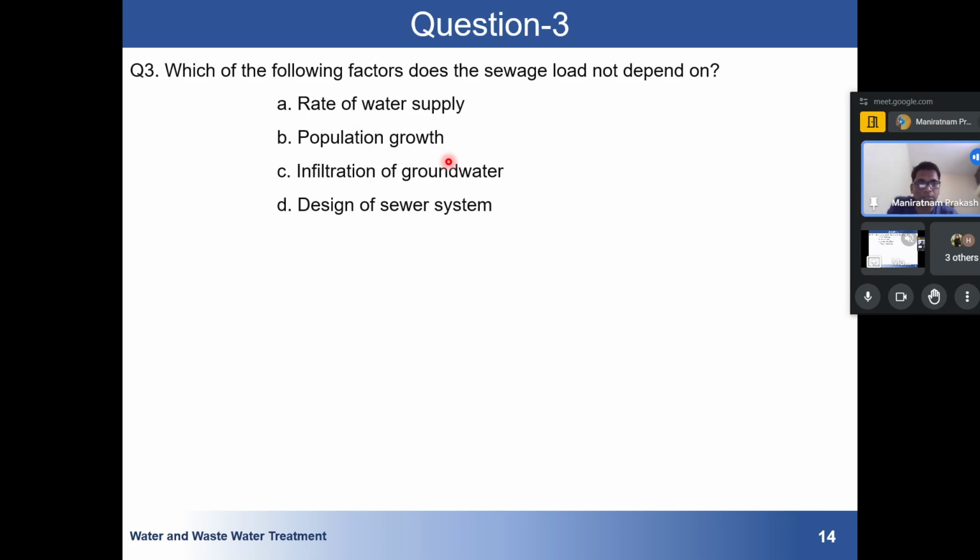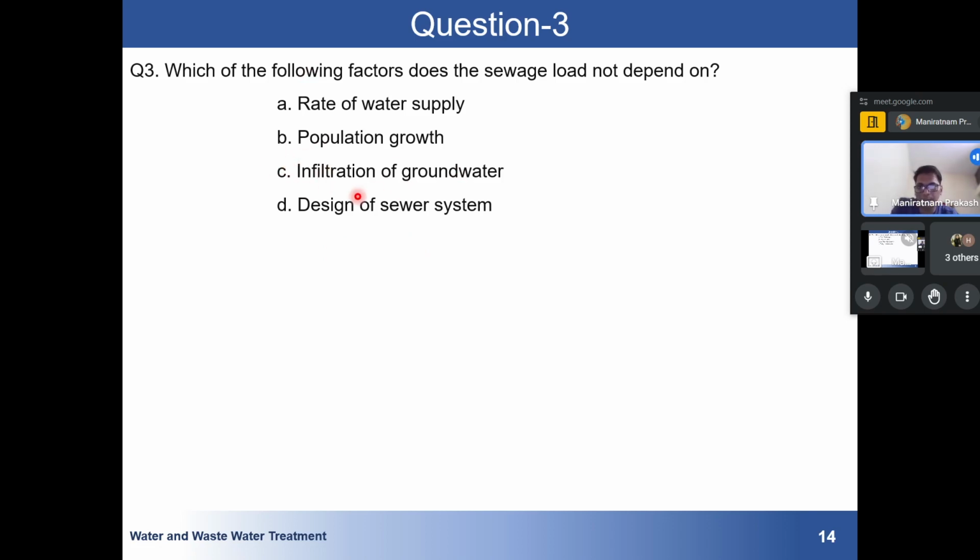If the population is larger, there will be more wastage. Infiltration of groundwater is indirectly linked, meaning how much water is being infiltrated into groundwater, but somehow this also affects our sewage load. Design of the sewage system does not affect it, meaning it has no link to how much waste is being produced. It is just to treat our wastewater. Okay. So this was a basic, common sense question. There is no hi-fi science in this.